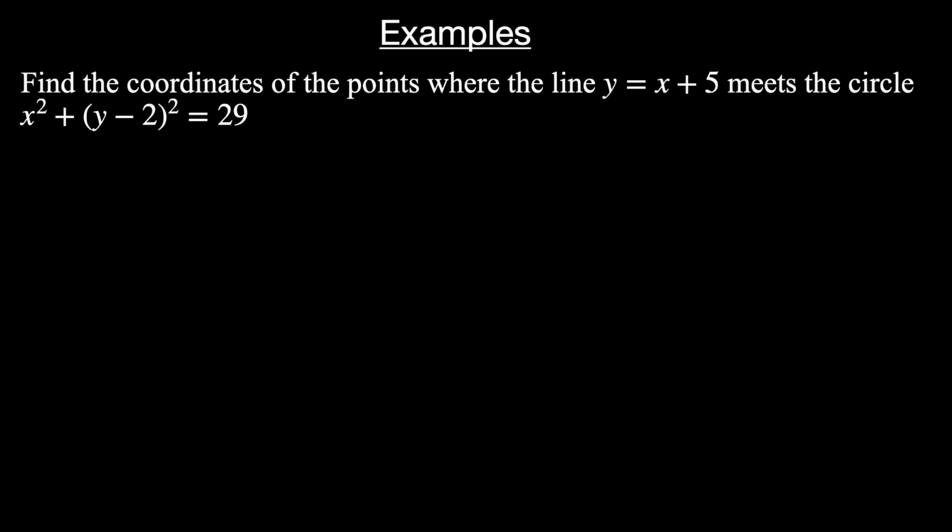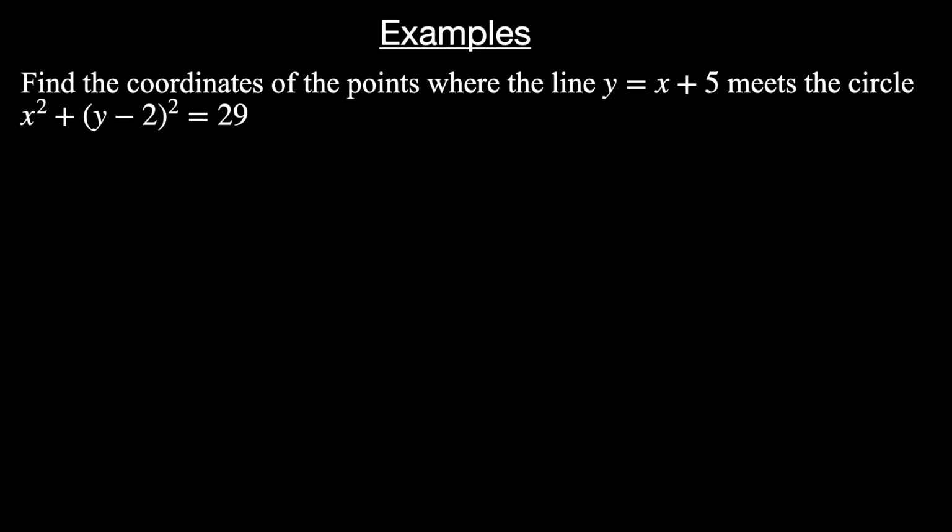So now let's look at some examples involving straight lines and circles. This question says, find the coordinates of the point where the line y equals x plus 5 meets the circle x squared plus y take 2 all squared equals 29. Think back to your knowledge of solving simultaneous equations, and I have a video on this if you want to do some extra revision. The key point is to realize that when the line intersects with the circle, the y and the x coordinates will be the same.